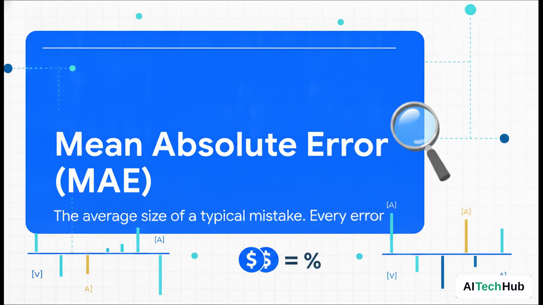So let's start with the most straightforward tool in the belt, MAE, or mean absolute error. The math here is beautifully simple. You just take every single prediction's error, you completely ignore whether the guess was too high or too low, and you just average them all out. The result you get is literally the average size of a typical mistake. Plus, it's presented in the exact same units as whatever you're trying to predict. So if you're predicting dollars, your MAE is in dollars.